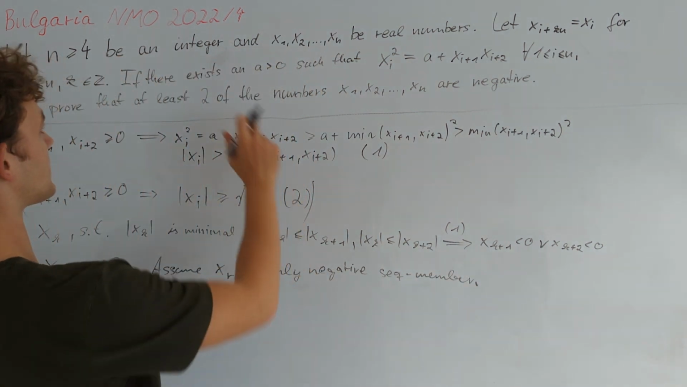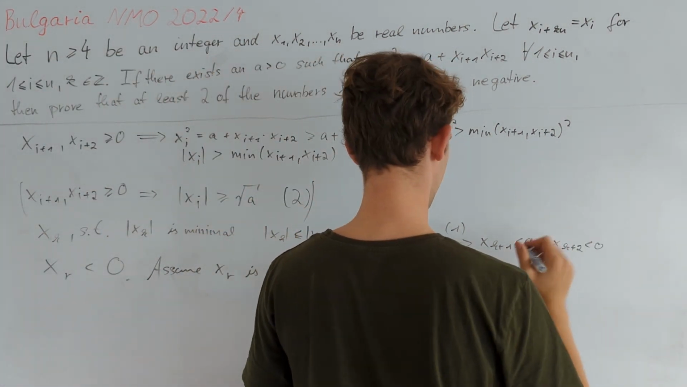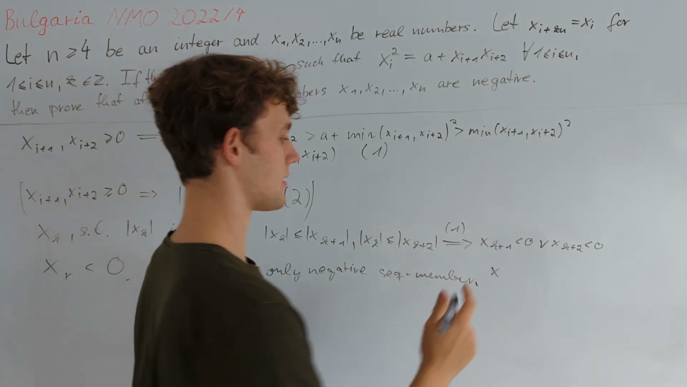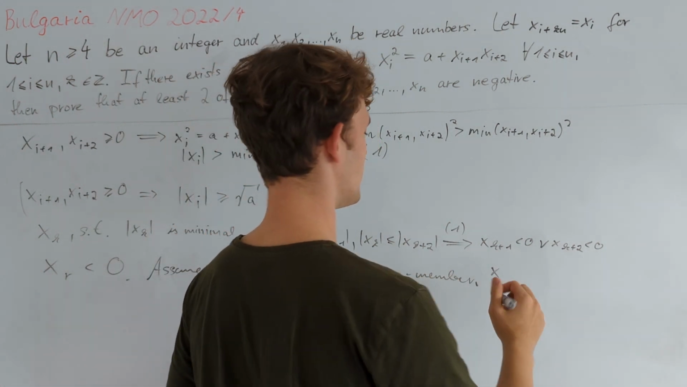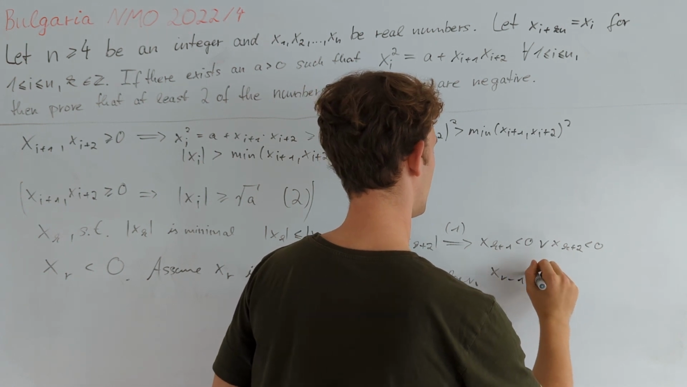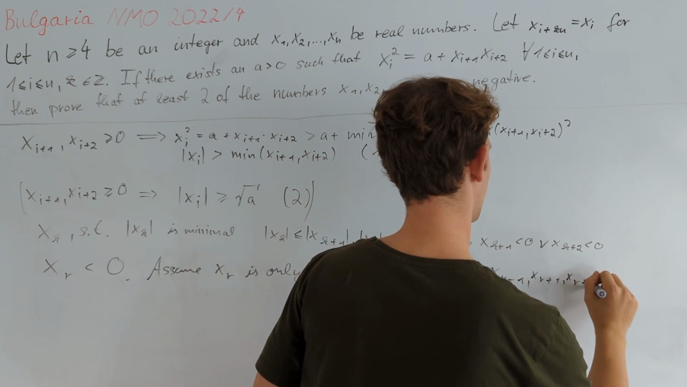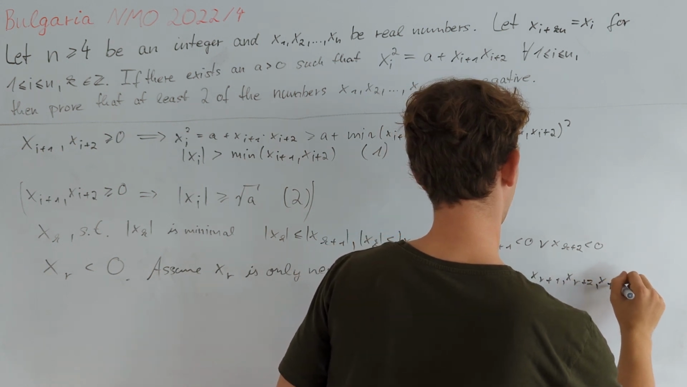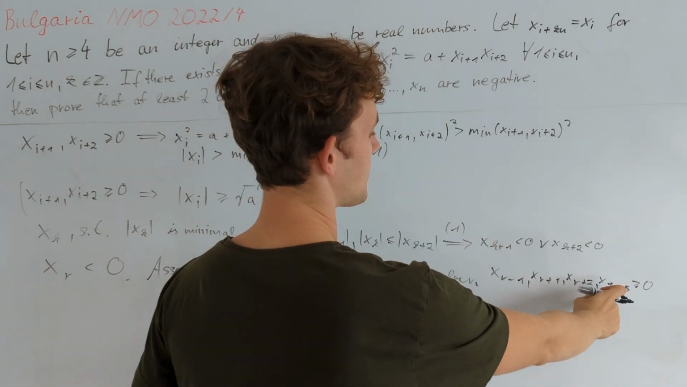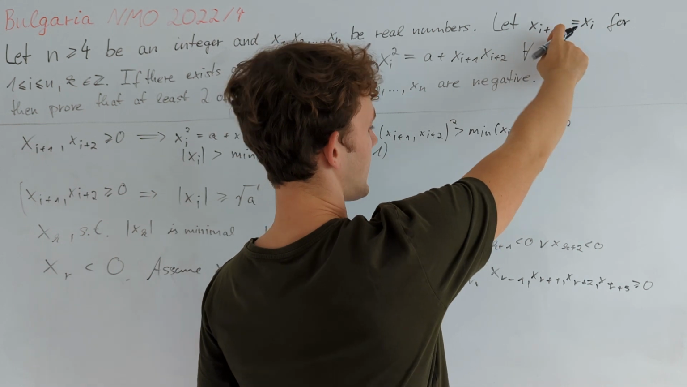Because n is greater than or equal to 4, this tells us that the values around xr are going to be non-negative. xr minus 1, xr plus 1, xr plus 2, and xr plus 3 are all greater than or equal to 0, because they can't be the same index, since our length of cycle is n, which is greater than or equal to 4.